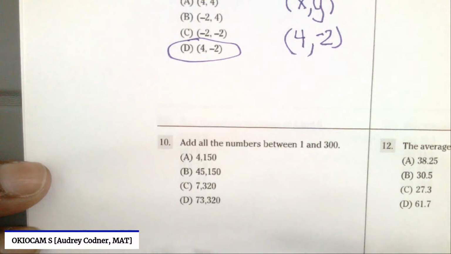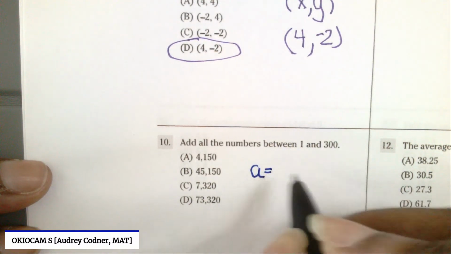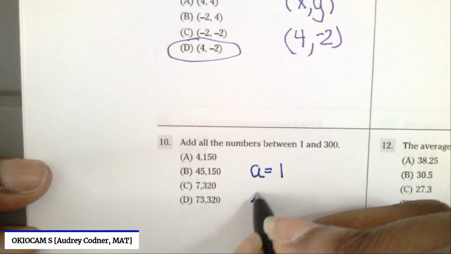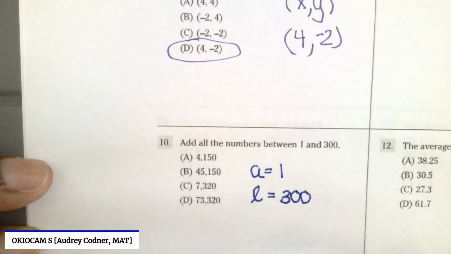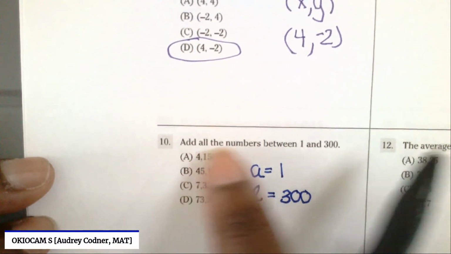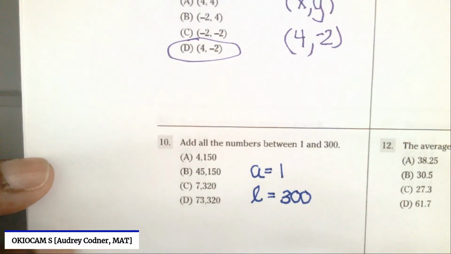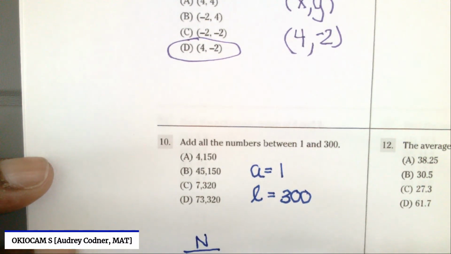So our first number, and I'm going to call that A, my first number is 1. My last number, which I'm going to call L, is 300. So I want to know the numbers that are between 1 and 300. So if I'm saying between, there's going to be some kind of division happening. This is what's going to happen. You're going to take the number of numbers divided by 2, and then you're going to multiply that by the sum of the two extremes.